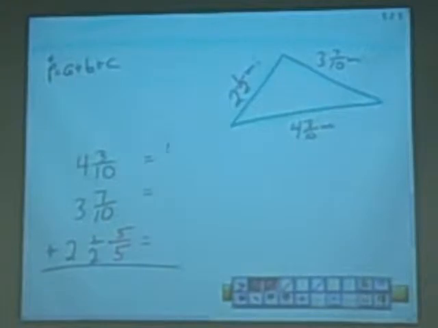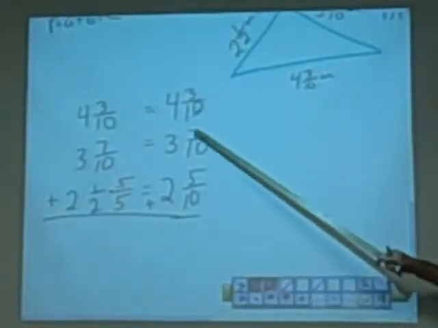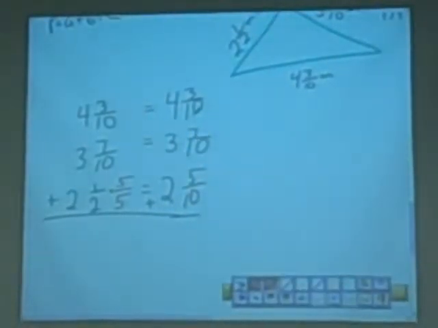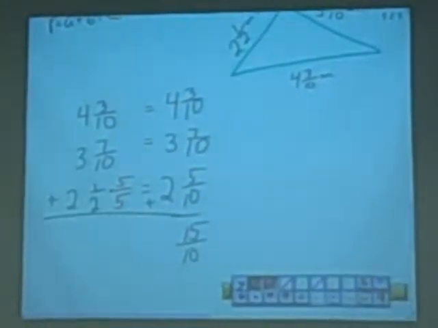Okay, so this will be 4 3/10 miles, 3 7/10 miles, and then the third one will be 2, and what would we get there? 5/10, right? And again, we're adding. Okay, so now we have 3 and 7. What's that? 10. 10 and 5 is 15, right? Over 10. And then we've got 4 plus 3 is 7. 7 plus 2 is 9.